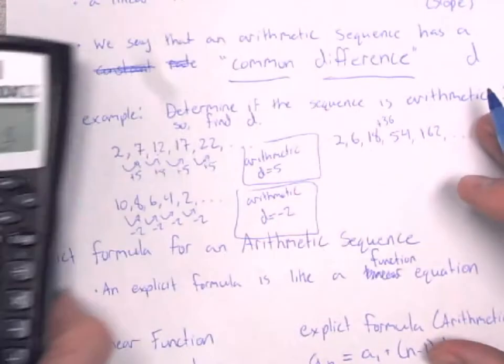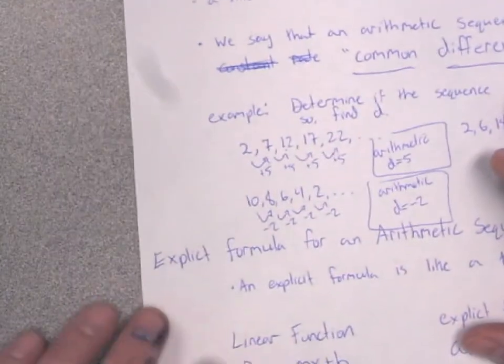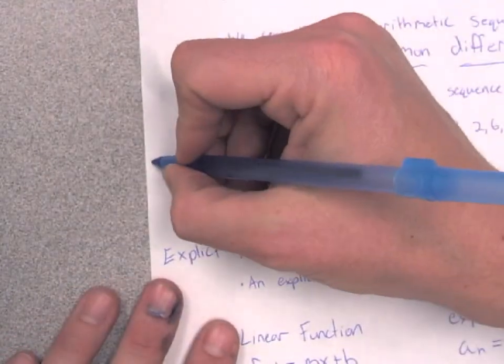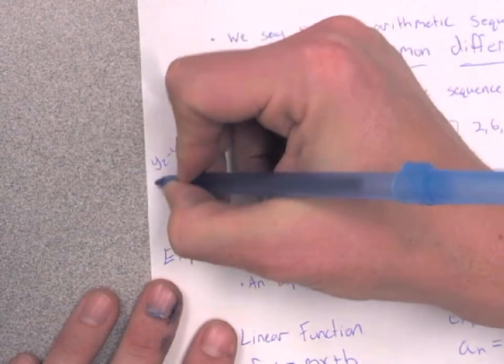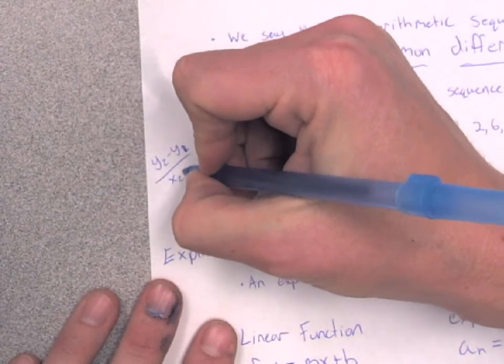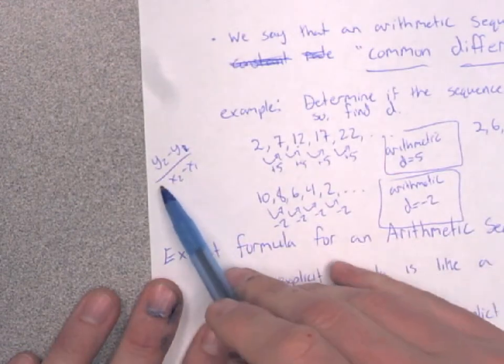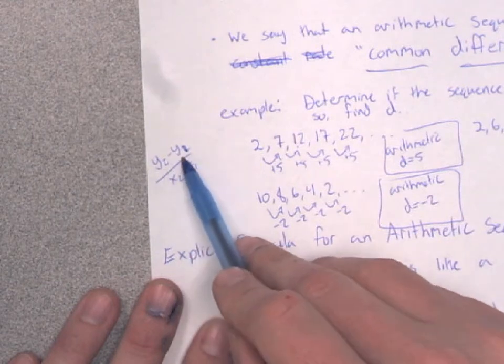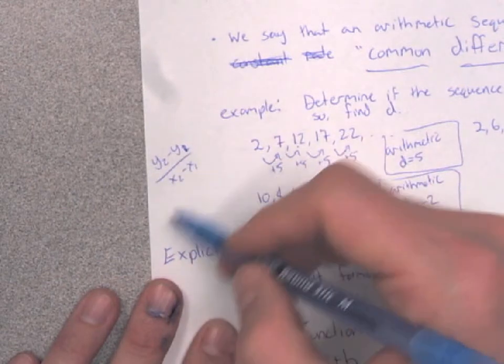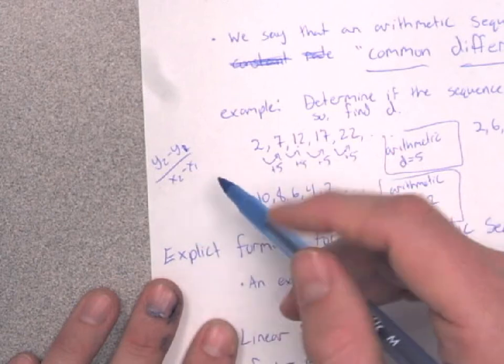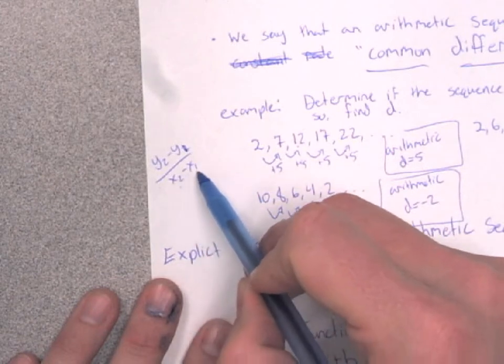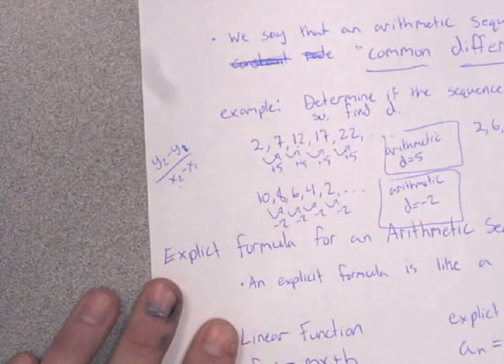Okay, so that's why it's called the common difference. It kind of goes back to slope if you think about slope for a second. Slope is y2 minus y1 over x2 minus x1. So notice we take the second y and we subtract the first one, and that gives us the change in y, or the rise. Taking the second x and subtracting the one before it gives us the run.